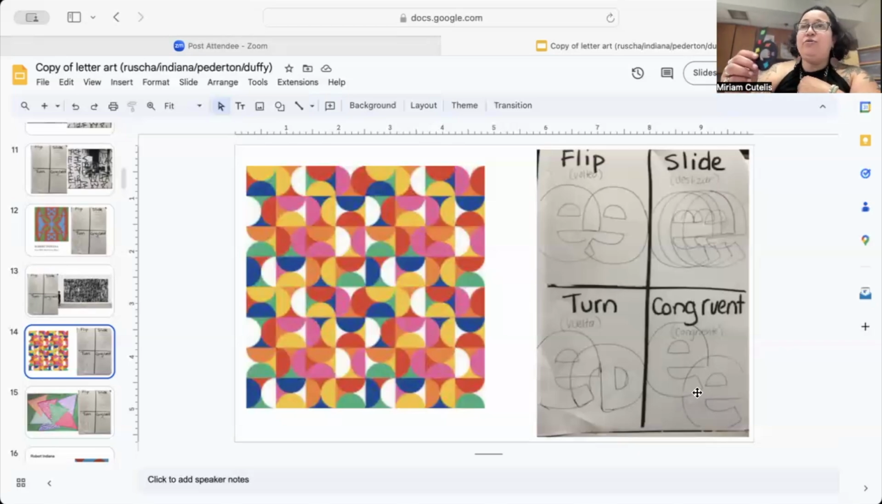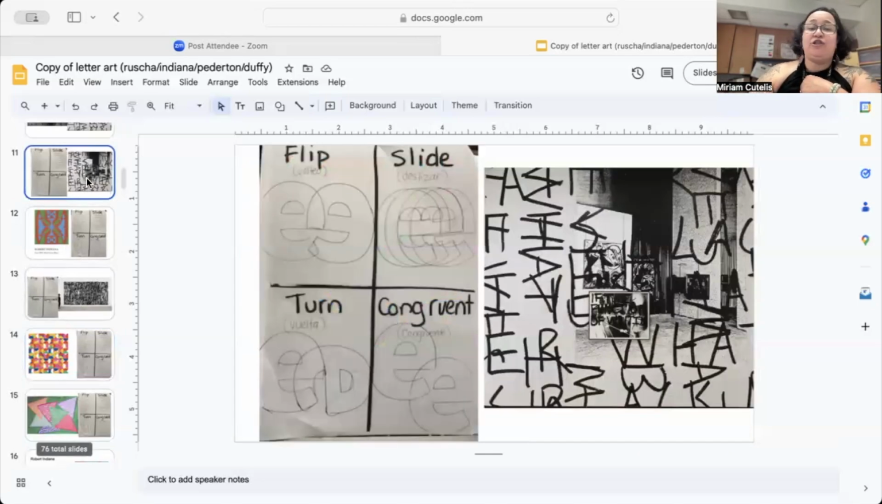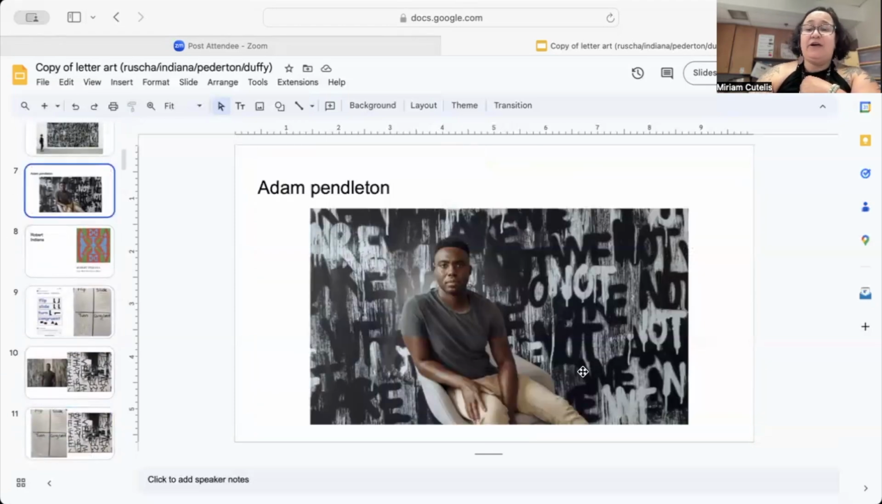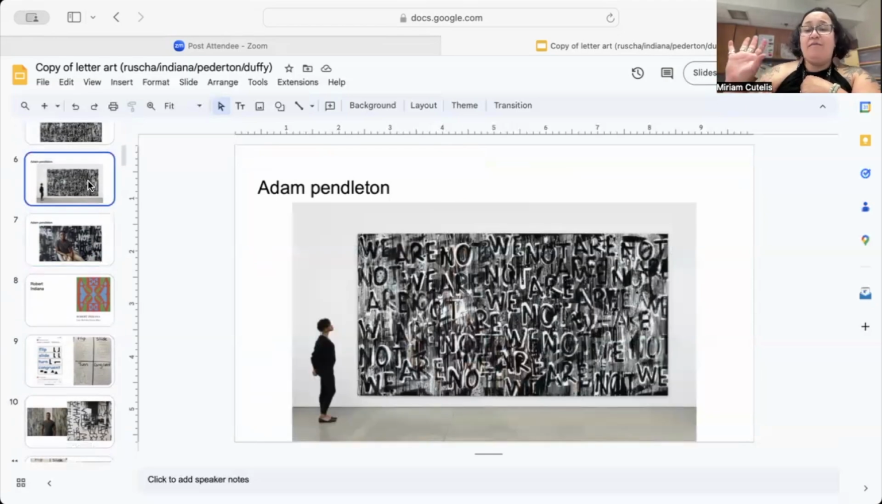If you use, let's say, a T or a W or an M, when you flip it, it's still a T, a W, and an M, right? So find a letter that gives you a little bit more of a challenge and try to make an artwork with it similar to the works that Adam Pendleton does here, where he is just repeating it to the point of making the artwork look almost abstract. All right, so let's have some fun today.